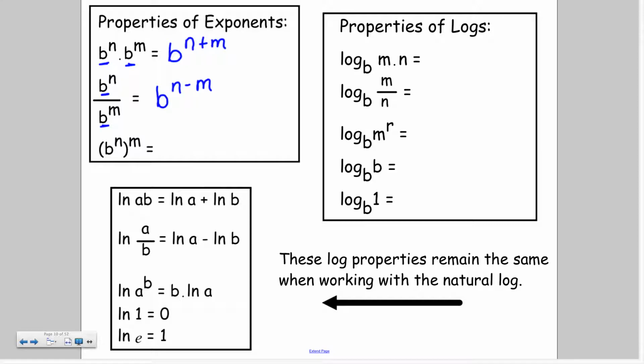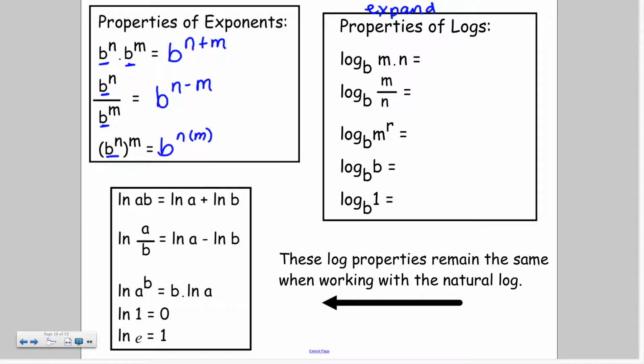Now remember, when we have a power raised to a power, then we're going to multiply those. So we keep our base of b, and it's going to be n times m. All right, so that's back at Unit 1. We've done those already. But now we're going to do it with logs, and then with a natural log, which is the log base e. So we're going to use this when we expand and condense.